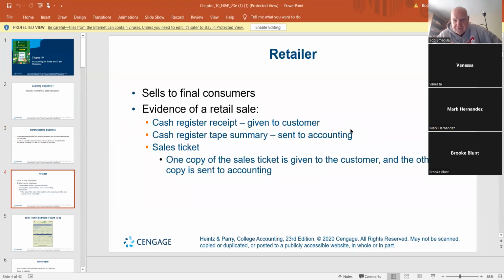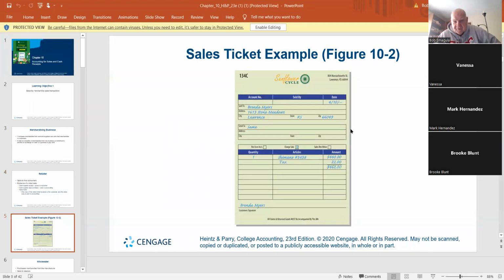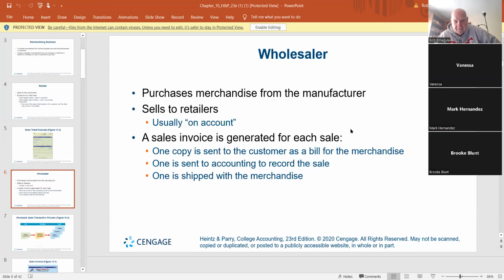The retailer, that's the store. The retailer is the store that sells to the end user. This is Target, Nordstrom's, Macy's. They sell to the final customer. And there's typically some kind of paper trail: a cash register receipt, tape summary, a sales ticket. You may or may not get one of these in terms of a hard copy, but you'll certainly have that available online. And they're showing us a sales ticket, otherwise known as an invoice. I don't think we're too interested in that.